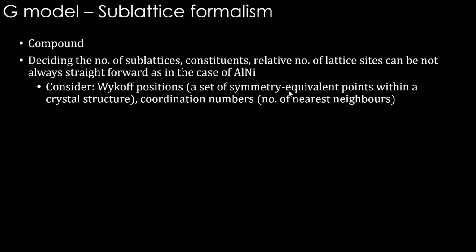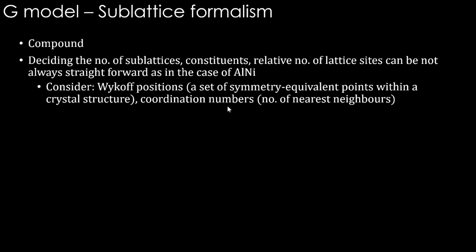So similarly, different types of symmetry elements are there for different crystal structures. And for every lattice site also we can identify what are the symmetry elements that are there surrounding this particular lattice site. So that kind of points are identified, and that can be useful information to decide the sublattices. Then coordination numbers, which are basically the number of nearest neighbors. This also we can consider: the lattice points that have the same number of nearest neighbors can all be grouped, and that can be called one sublattice.